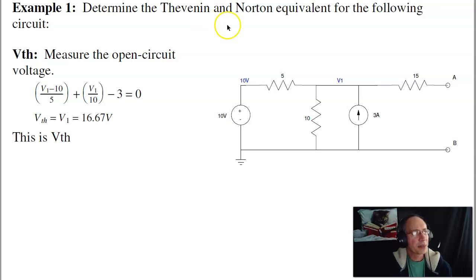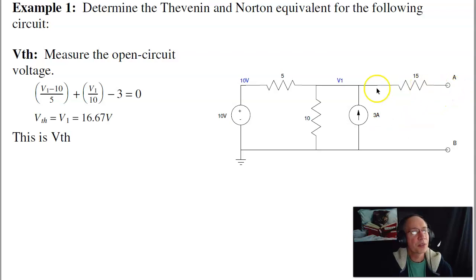As an example, here's a circuit. Find the Thevenin equivalent looking left at point A and B. To do that, I'll have to do 2 tests. Find the open circuit voltage, and then find the short circuit current, or turn off the sources and find the resistance. And we'll do each of those.